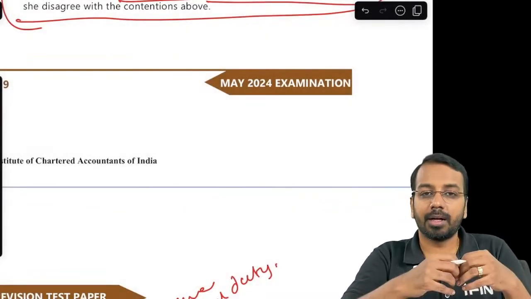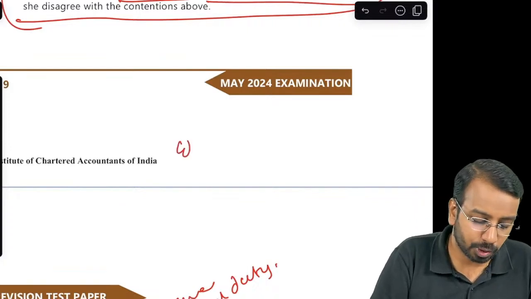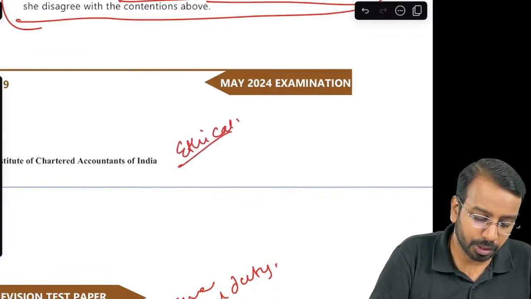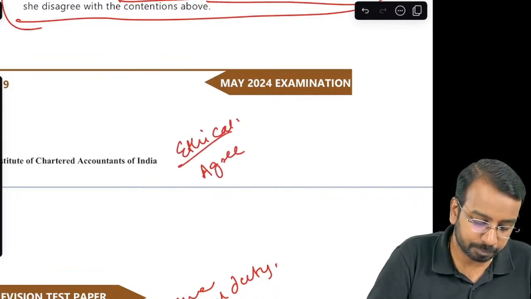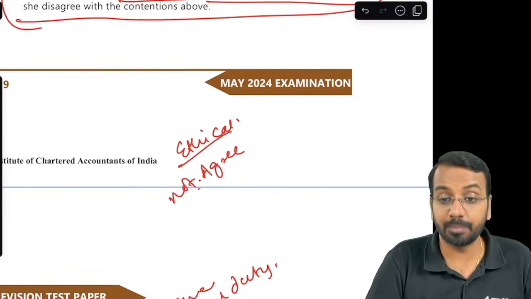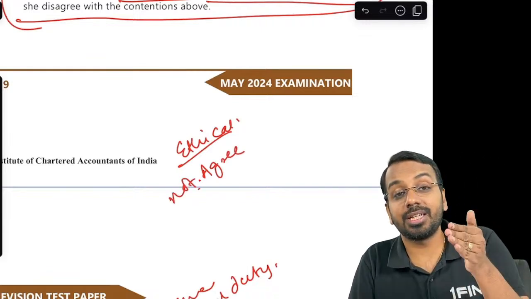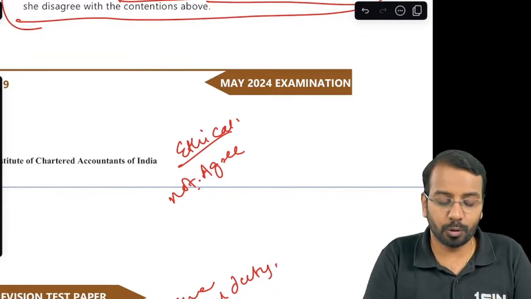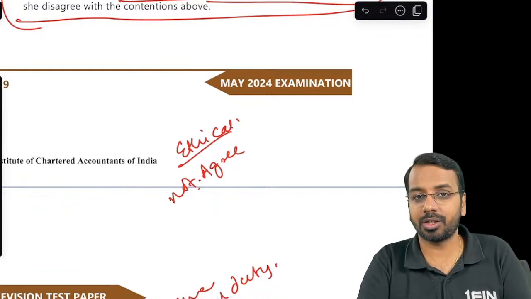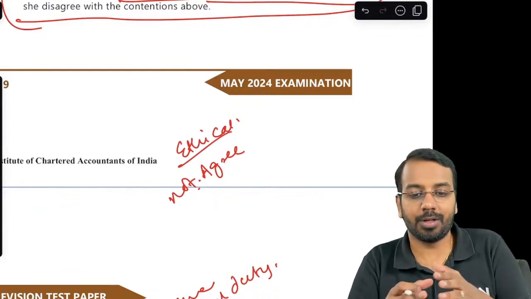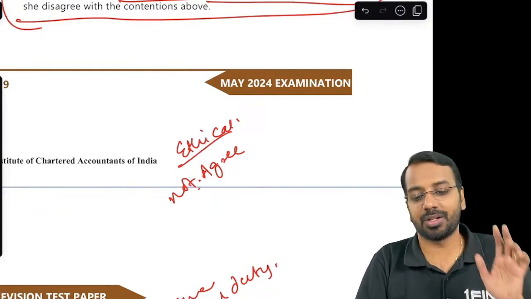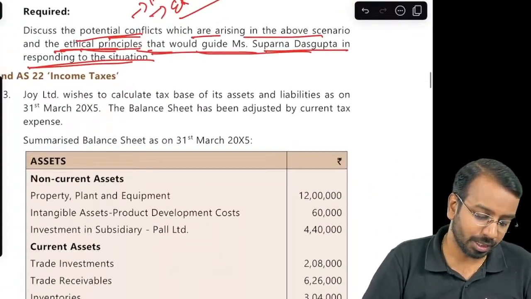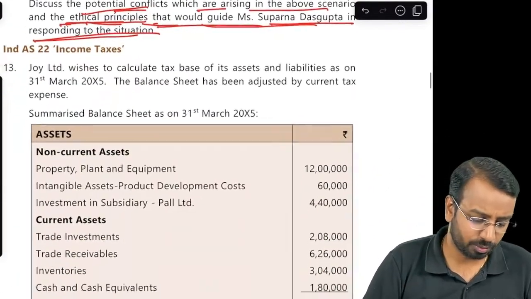So basically, you have to maintain your ethical aspect. You should not agree to the pressure, and if it is not possible, if you are under too much pressure, then you should reach out to the higher authorities in the organization, or to the ethical board of the institute, or to an external lawyer, right? So that is how you have to answer. Detailed answer you can actually read through it.